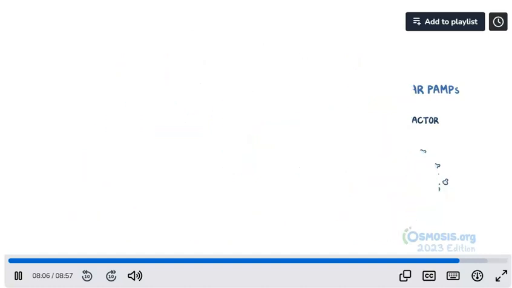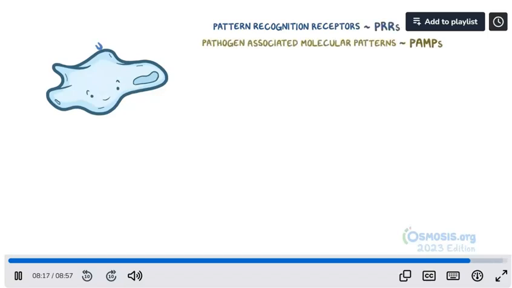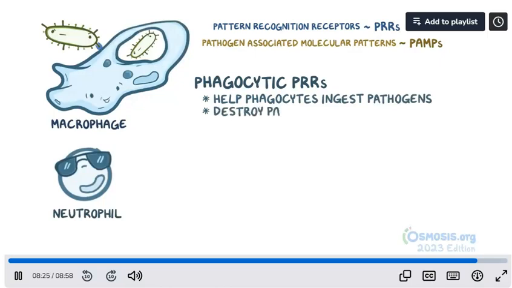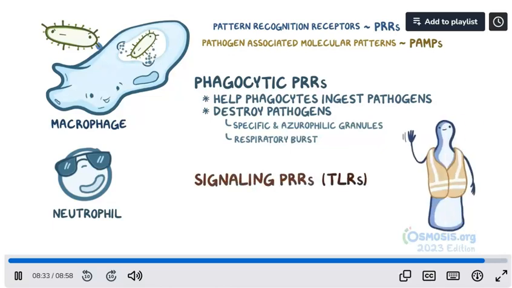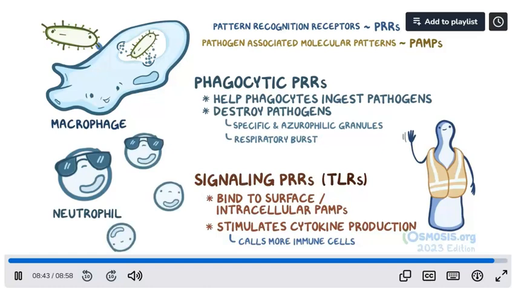Alright, as a quick recap. Our cells recognize pathogens by using pattern recognition receptors, or PRRs, which identify pathogen-associated molecular patterns, or PAMPs, on the pathogen. Phagocytic PRRs help phagocytes like macrophages and neutrophils ingest pathogens, which they destroy using specific granules or the respiratory burst. Signaling PRRs, like TLRs, help cells to bind to PAMPs on the surface of a pathogen, or bind to intracellular pathogens, and stimulate cytokine production, which brings more immune cells to the site of inflammation.